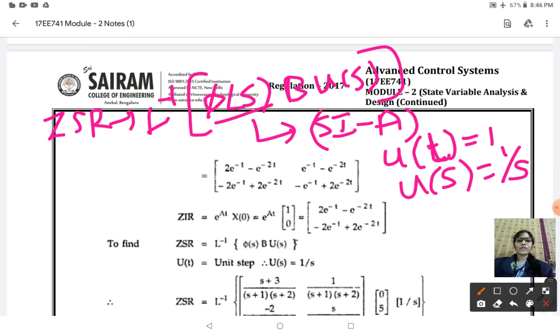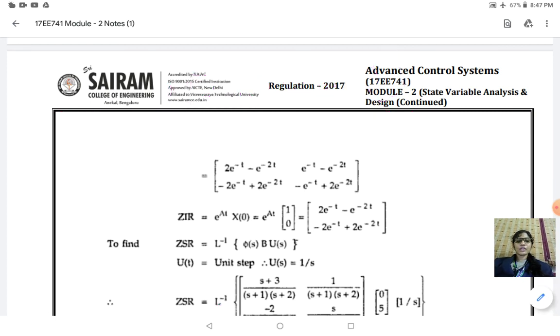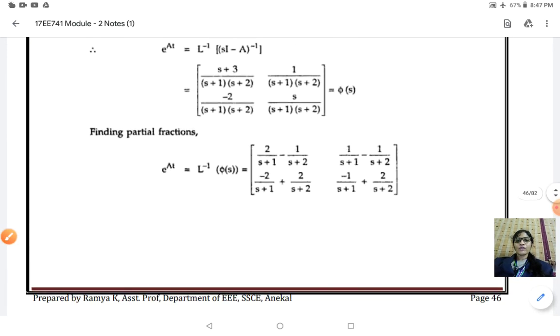That is, when you convert your time domain to s domain, it is a unit step input. As it is given as a unit step input, u of t is going to be 1 and U of s is going to be 1 by s, by taking the Laplace transform. Therefore, zero state response is equal to Laplace inverse of phi of s. What is phi of s obtained for the same problem? Phi of s is going to be (sI minus A) inverse.